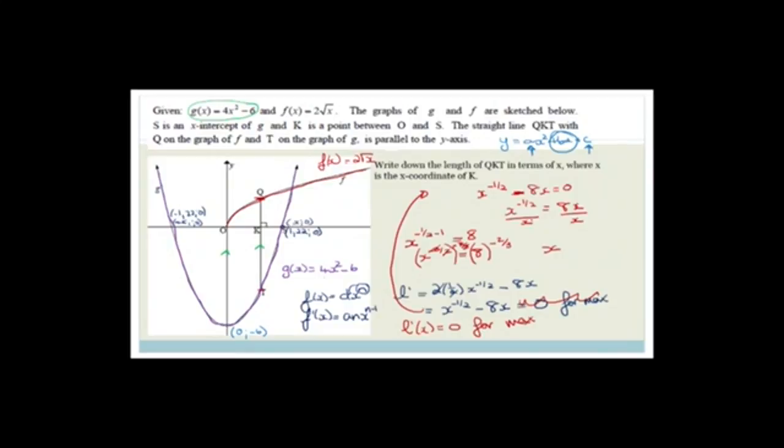Then 8 is 2 to the power of what? 8 is equal to 2 to the power of 3, all to the power of minus 2 over 3. And what did we use here? We multiplied across the bracket. It becomes 2 to the negative 2, which equals a quarter. So when x equals a quarter, this will have its maximum length.